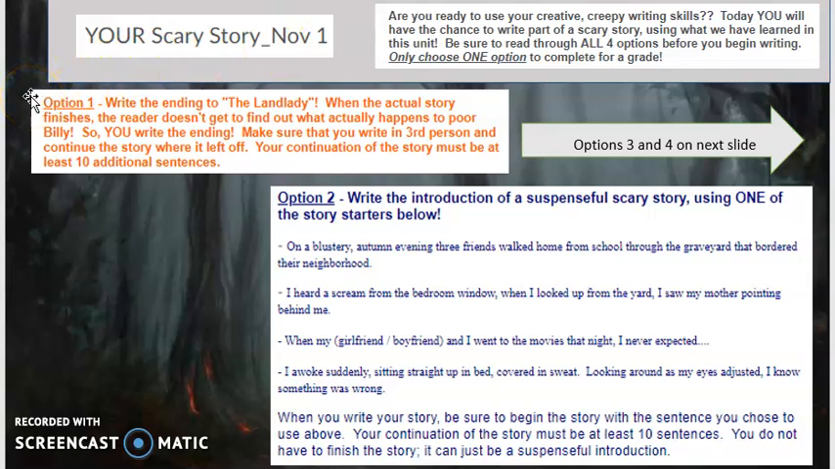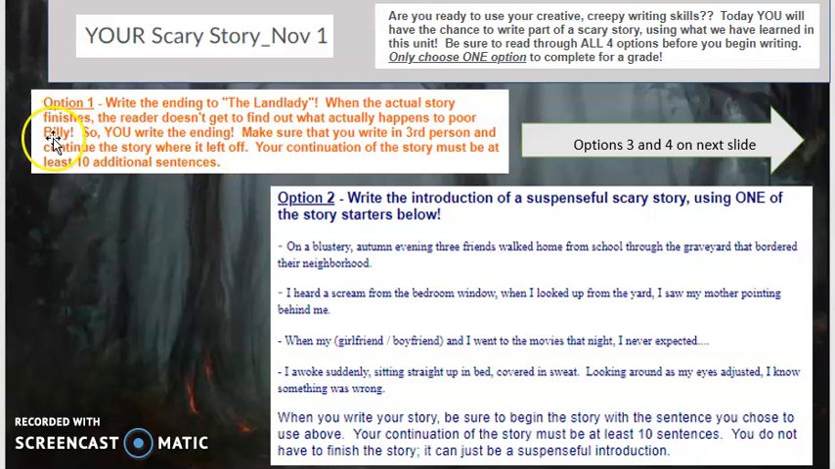Write the ending to The Landlady. That's one of the stories we read in this unit, the last one we read. When the actual story finishes, the reader doesn't get to find out what actually happens to poor Billy. So you write the ending. Make sure that you write in third person and continue the story where it left off. And that just means don't say, well, I think Billy would do this, or I think the landlady would do that. Write it as an actual continuation of the story. And your continuation of the story must be at least 10 additional sentences.